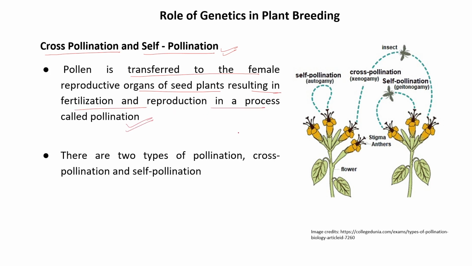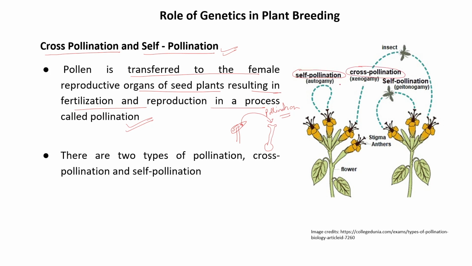So, what is pollination? The male part of the flower, that is the anther, has pollen grains, and the transference of the pollen grain to the female reproductive part of the flower, that is the pistil. When it gets transferred to the stigma part of the pistil, then it is called pollination, right? We have different types of pollination. The two main categories are self-pollination and cross-pollination.